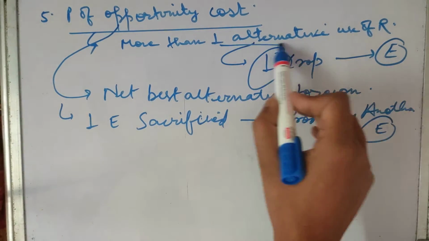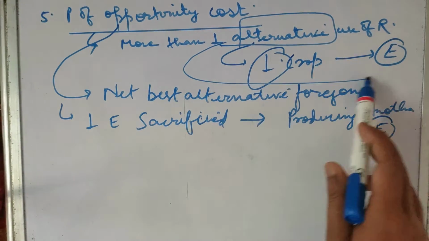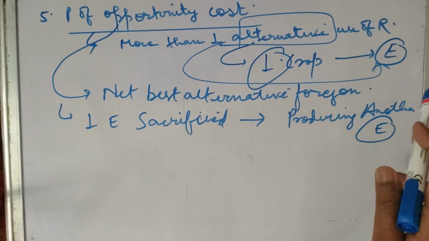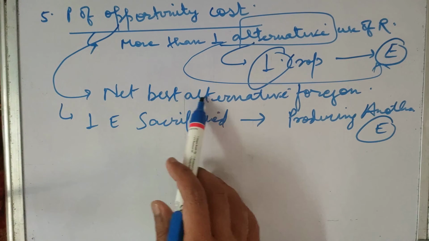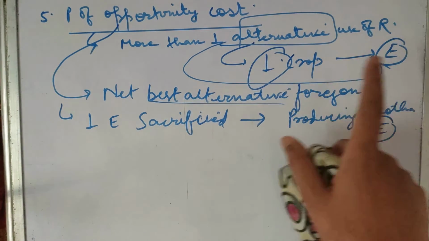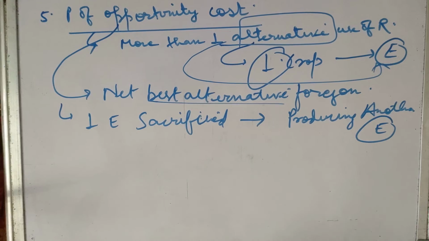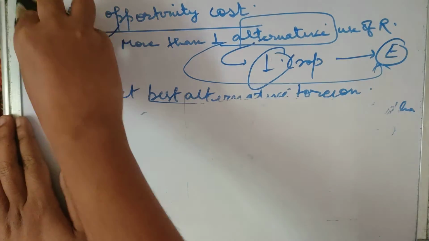So here the resource should be used in that enterprise which can give its maximum return. So it should be the best alternative. We have many crops and the resource can be used in only one, so it has to be used in the best crop. So that is the principle of opportunity cost.